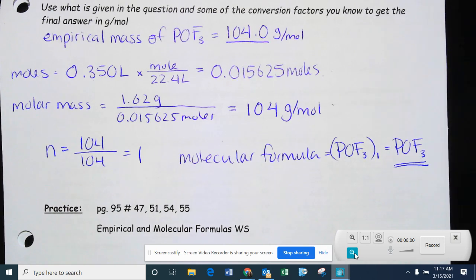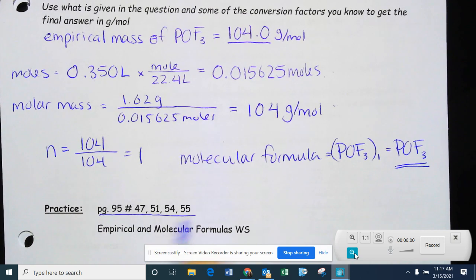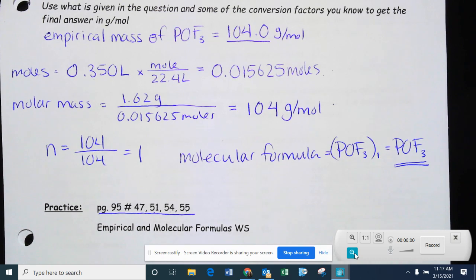Okay, I want you all to give these questions a go. So page 95, 47, 51, 54, 55. If you are having a hard time with one of those questions, let's go through it together as a class. And then I've got a worksheet up here as well.